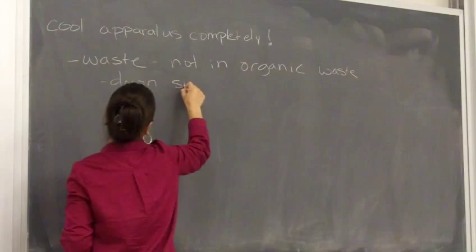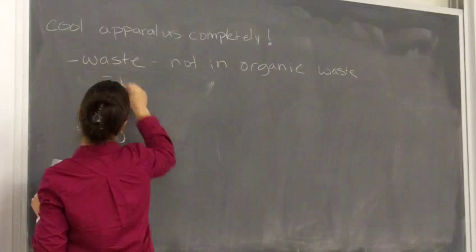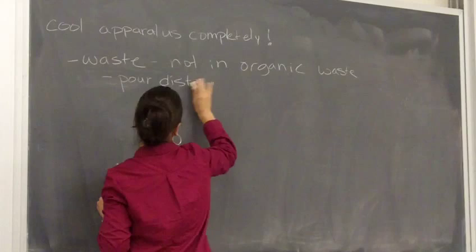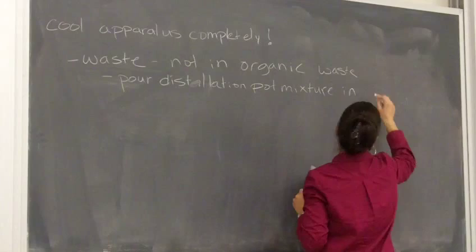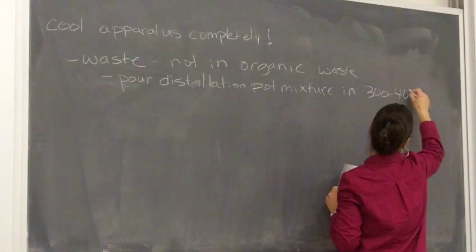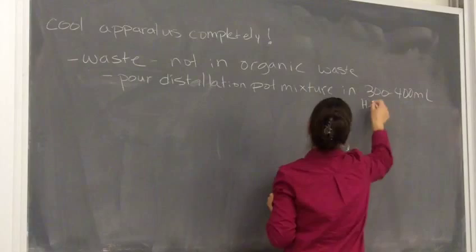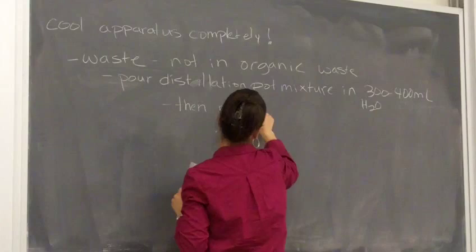Down the sink, actually, sorry, I'm jumping ahead of myself, okay. You're going to pour the distillation pot into, like, 300 to 400 milliliters of water. So use your bigger beaker. Then pour all of that down the sink with lots of water in your hood.